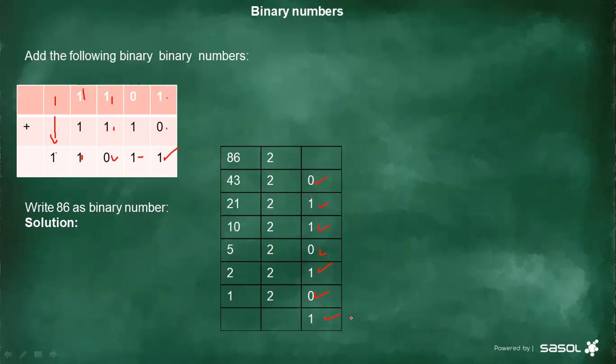So after this, remember when you write the binary number, you are going to write it from the bottom to the top. Start from bottom to top. So 36 is 1, 0, 0, 1, 0, 0. This is how you should write the binary number.